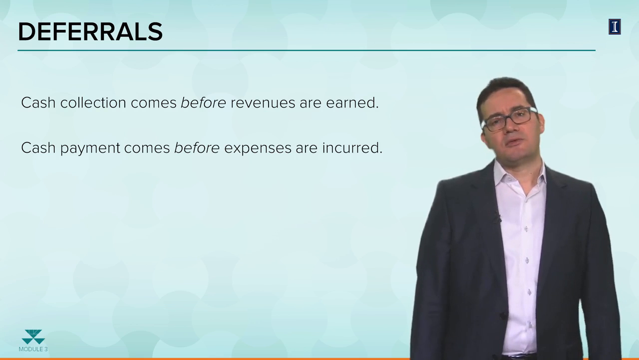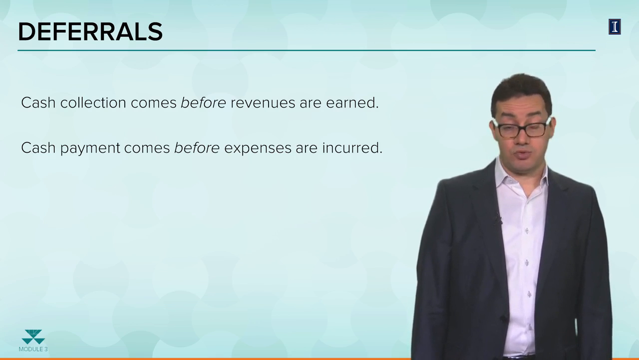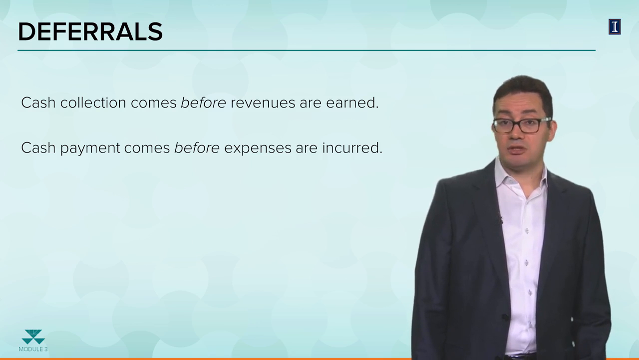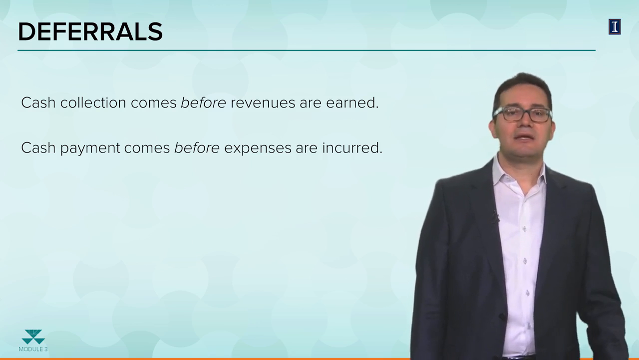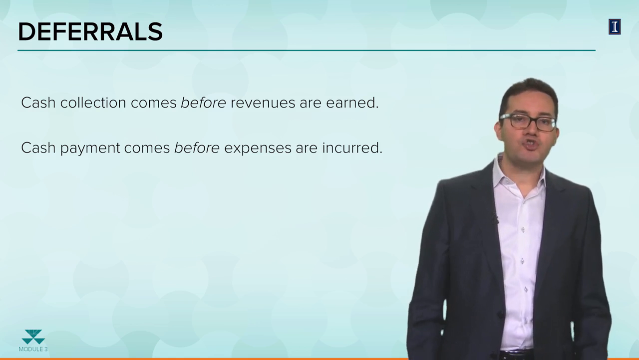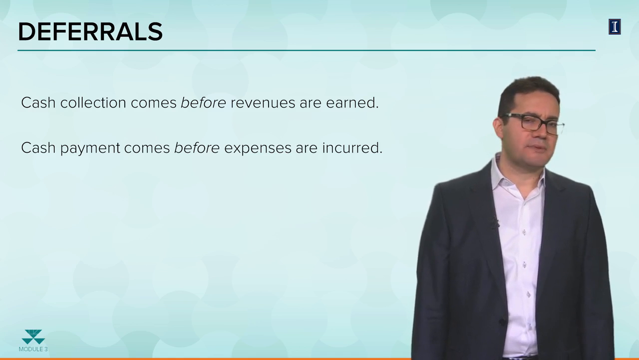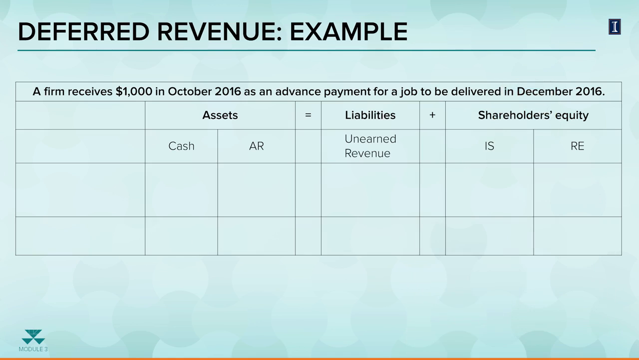We said accruals concept manifests itself in two different ways. The first one was accruals. Under accruals, first economic transaction and then cash transaction. The second version of accruals concept application is deferrals. Under deferrals, first cash transaction comes and then economic transaction comes. So what are some examples? We have a firm receiving $1,000 in October 2016 as an advance payment for a job to be delivered in December 2016. As you notice here, first we have the cash transaction, firm receives $1,000.